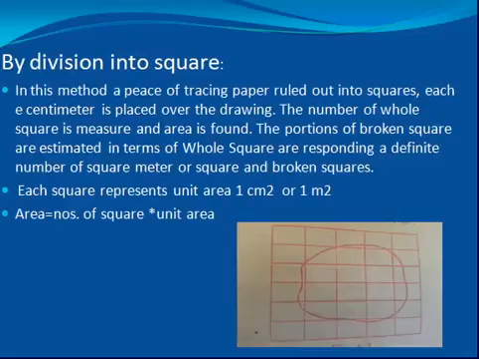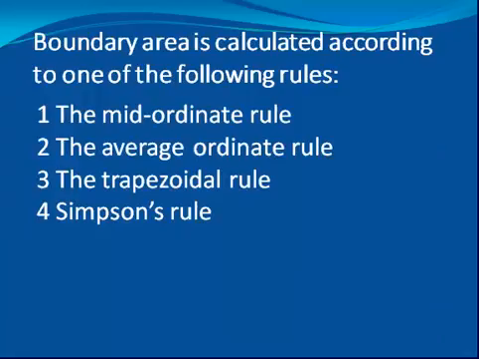By division into squares, it consists in placing over the figure a piece of tracing paper ruled out in squares. Each square represents a definite amount of area. The number of complete squares within the boundary is counted, and incomplete squares which are more than half are counted as complete, and those less than half are neglected. The required area is equal to the total number of squares multiplied by the amount of area which each square represents. Also, various formulas such as trapezoidal rule, Simpson's rule, mid-ordinate rule may be applied for finding the areas enclosed between the adjacent survey lines and curved boundaries.